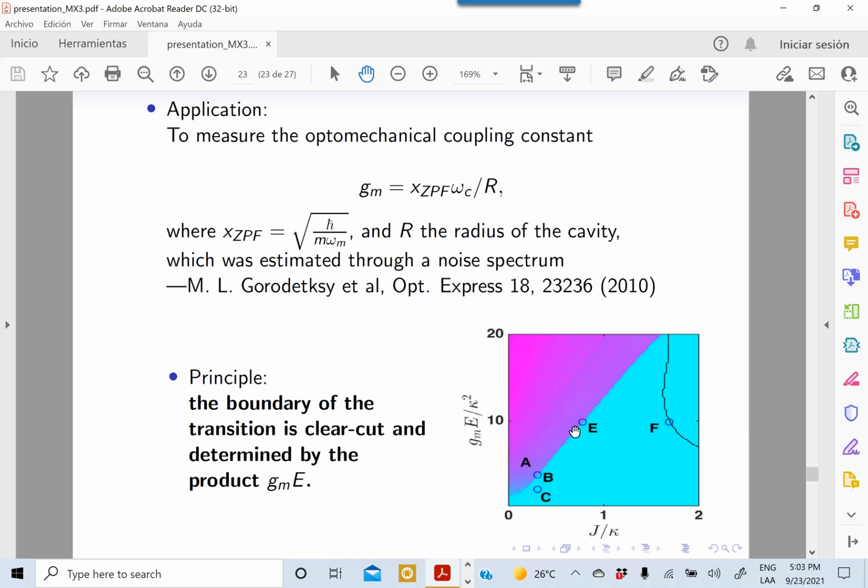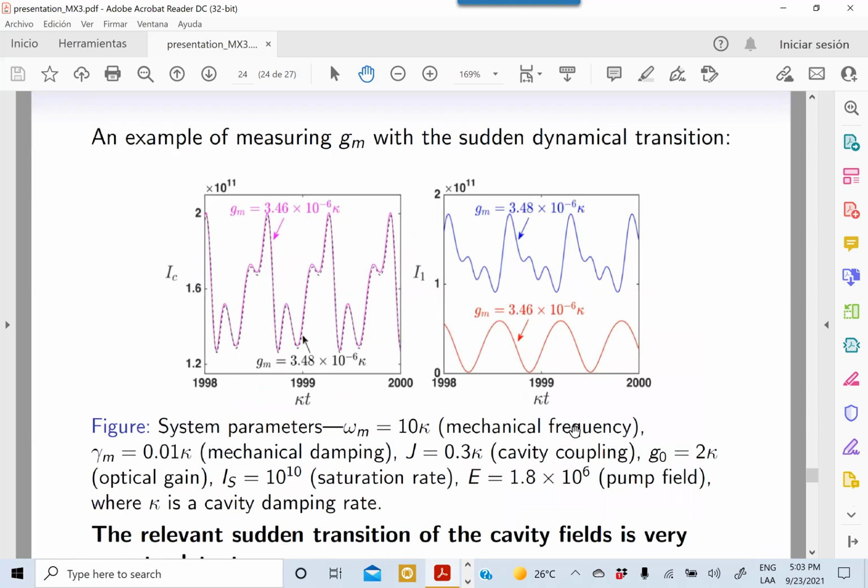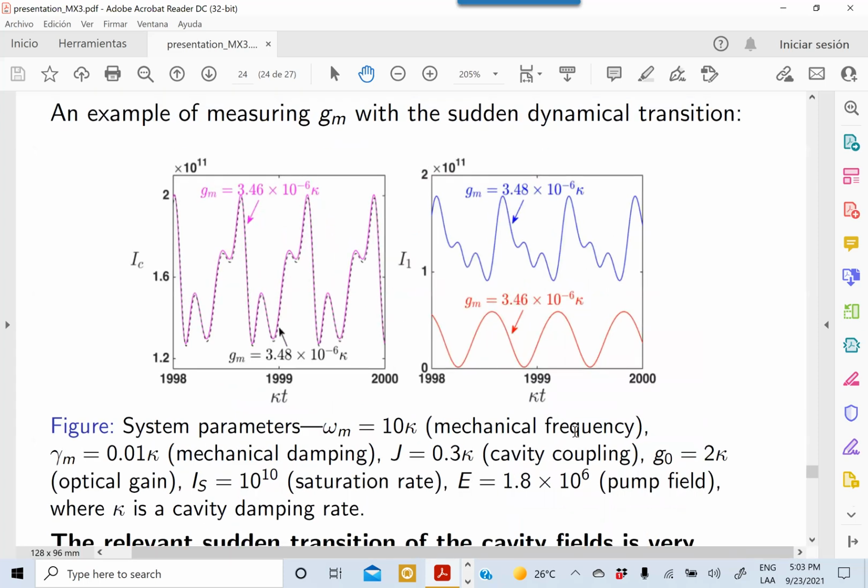Here I give you an example. Put a very small difference in g_m, like this one, on the order of 10 to the minus 8 kappa, where kappa is the damping rate of the cavity. How can we discriminate these two values? For a single cavity, the response of the cavity field is almost the same; they stick together and cannot be told apart. If we add a second cavity, there will be a sudden transition, as we mentioned. The responses for these two values immediately separate, so we can distinguish between these two values, which differ by a very small amount on the order of 10 to the minus 8 kappa.